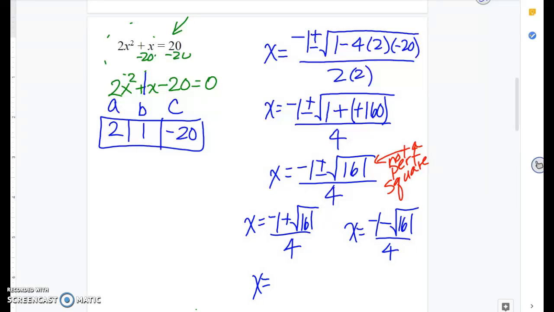So x equals 2.92. What was that other one? -3.42.